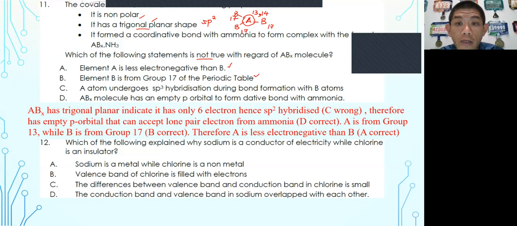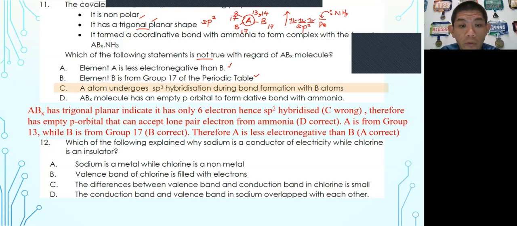And finally, D, the AB3 molecule has an empty p orbital to form the bond. Yes, if you look carefully at the hybridized state of sp2, usually in sp2 you have an empty pz orbital, so the lone pair electrons from the ammonia can occupy the empty orbital here. So this is the reason why the best answer here is C.